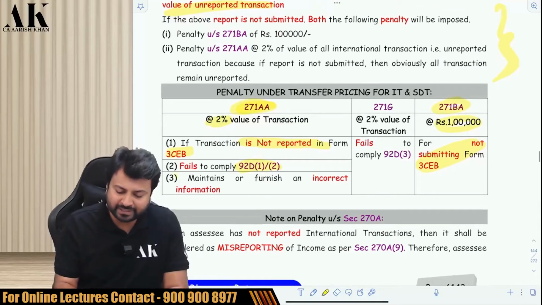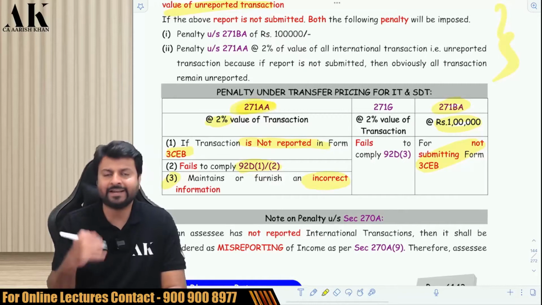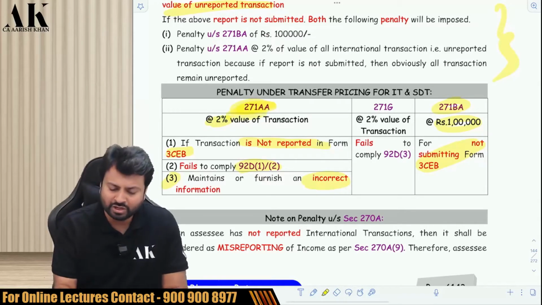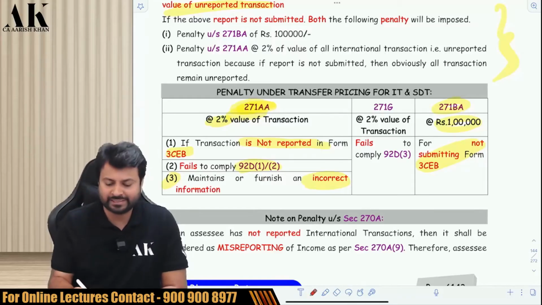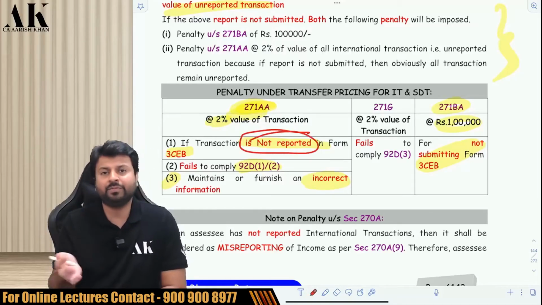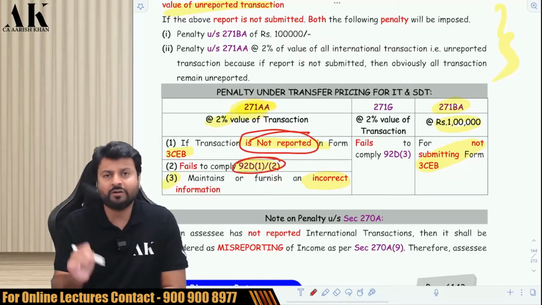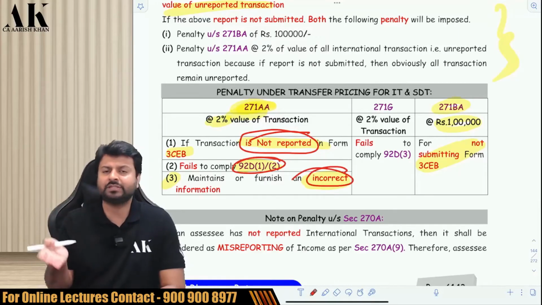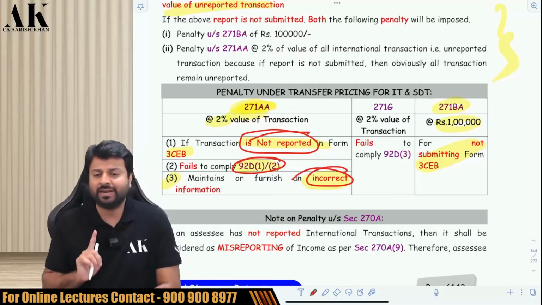And the third point maintained over here is you are maintaining the documents, you are maintaining the information, but you are maintaining incorrect, wrong information, wrong document. Then what sense does it make? Then also 2% of the value of transaction. So 271AA can be imposed because of 3 reasons. One, because you are not mentioning the transactions in the form 3CB. Second, because you are not maintaining the documents and information for 8 years. And third, you are maintaining the documents and information, but in an incorrect manner. In all the 3 reasons, 271AA can be imposed.